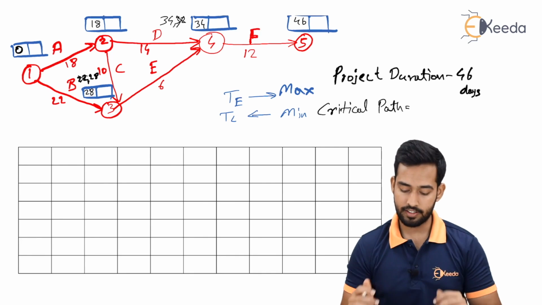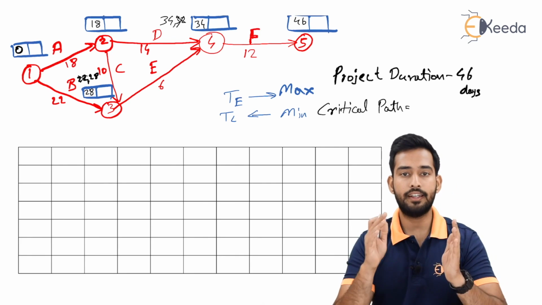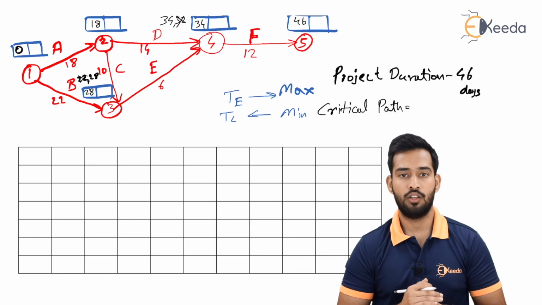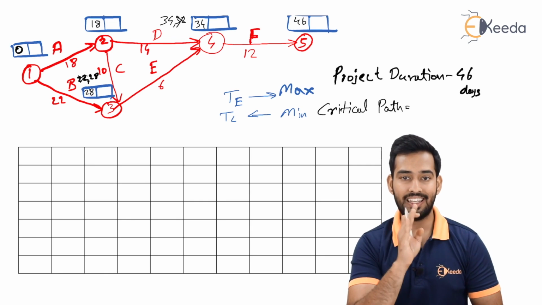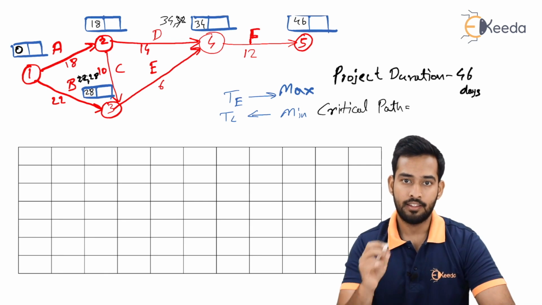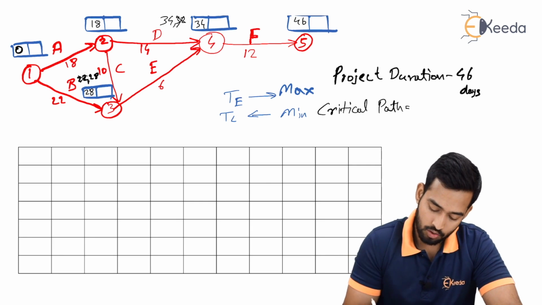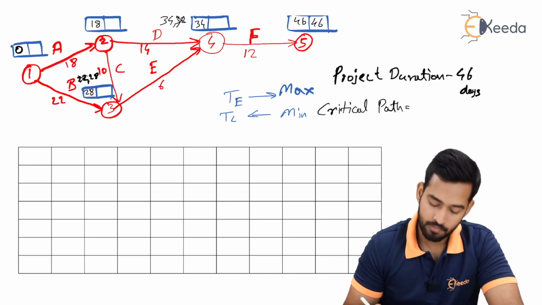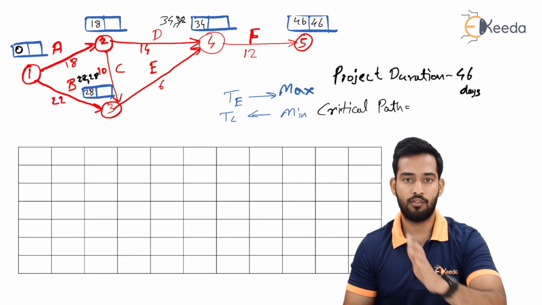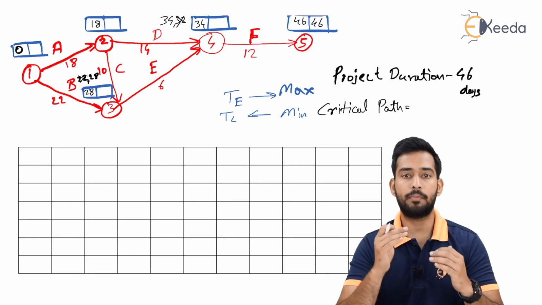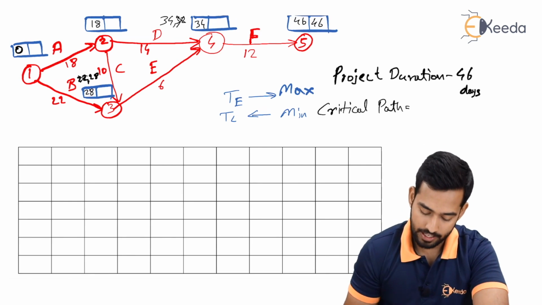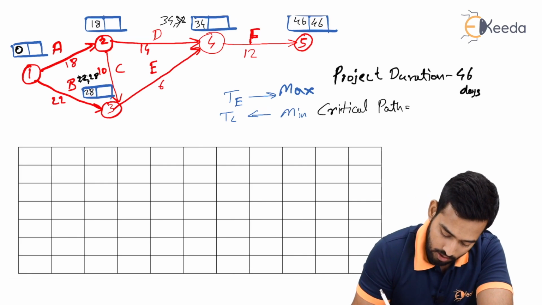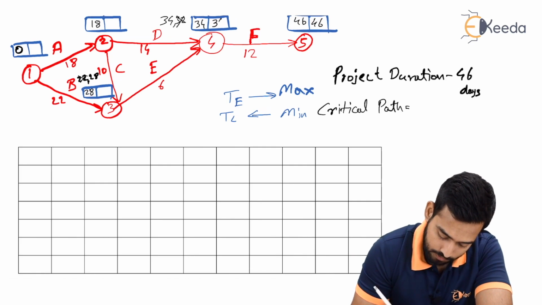Now how will you calculate the critical path? To calculate the critical path, we require to calculate the TL of each node. So by finding the difference between T and TL, we can draw a critical path, which we'll see in this problem. So starting with your 46, we have to go backward from right to left and subtract the duration of each activity from your previous T. So 46 minus 12 will give us 34.